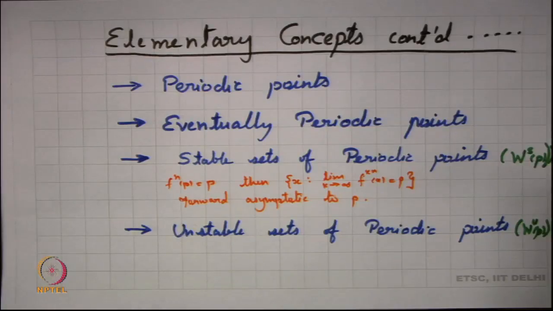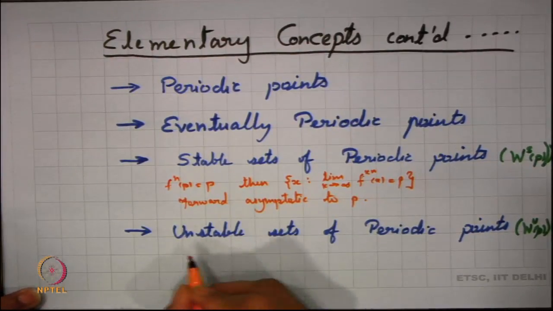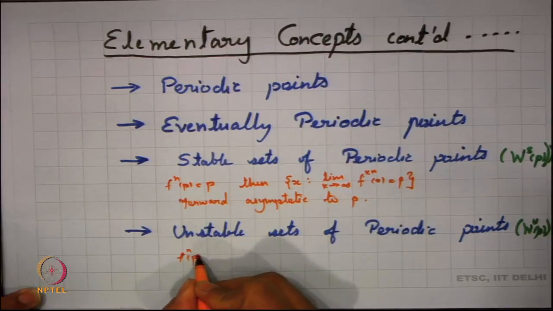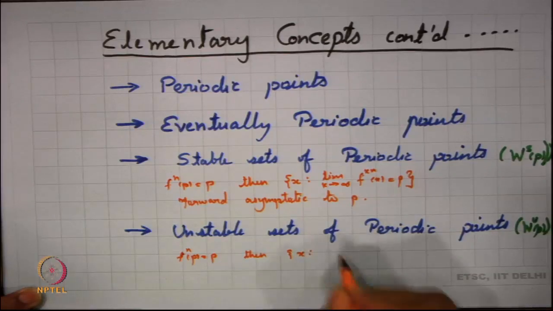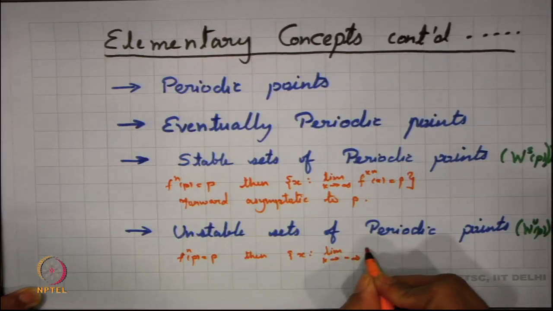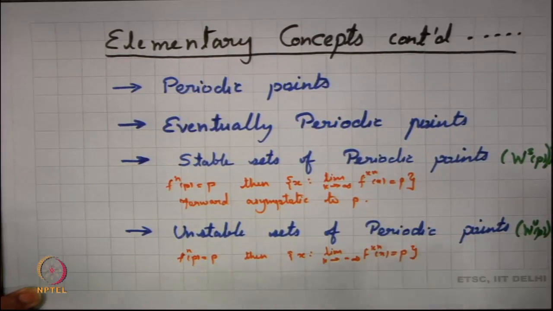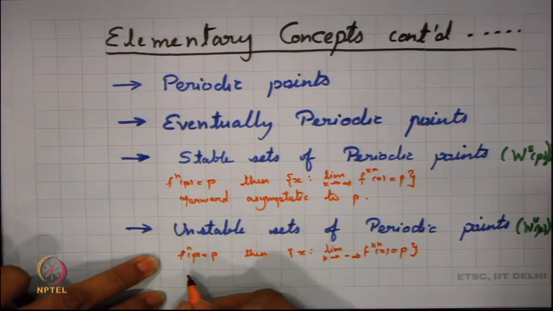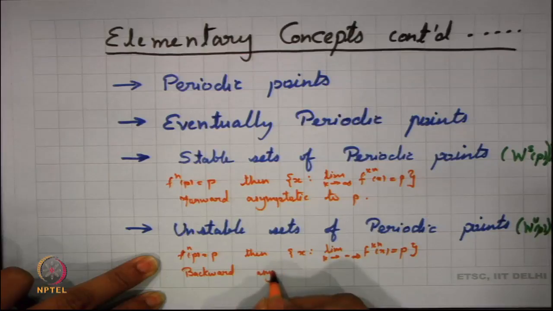We recall again what we mean by an unstable set of periodic points. If you look into the unstable set of periodic points, these are basically those points, say again, if my f^n(P) is P, then I am looking into all those x for which the limit as k tends to minus infinity of f^{kn}(x) is P. So, these are basically the points which are backward asymptotic to P.